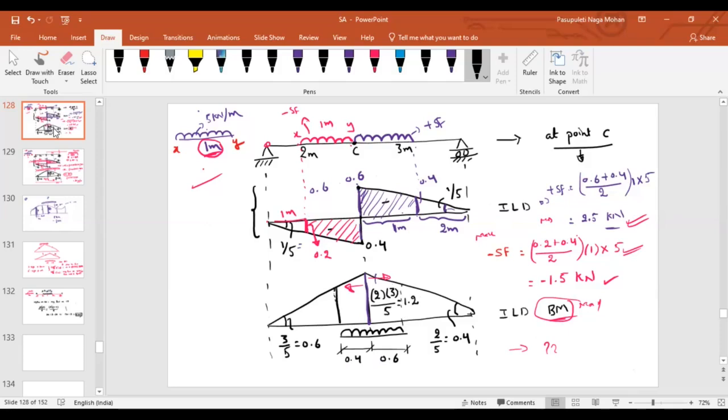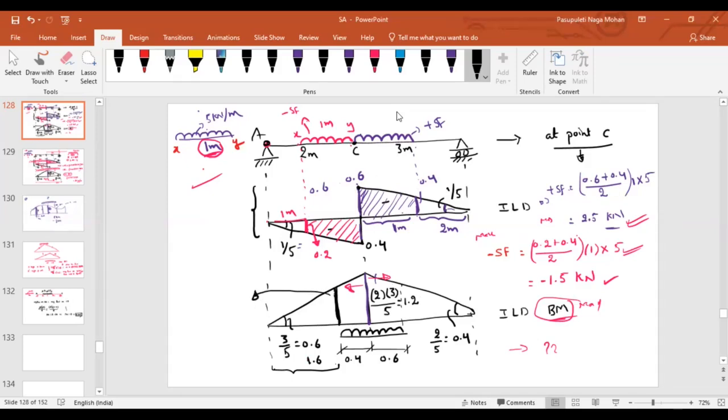Okay. What about the ordinate here? Can you tell me? What about the ordinate? First of all, what you should know? We should know this distance. From this point to C, what is the distance? From here to here, what is the distance? 0.4. That means what about the distance from here to here? 2 minus 0.4, that is 1.6. Then what about this ordinate?